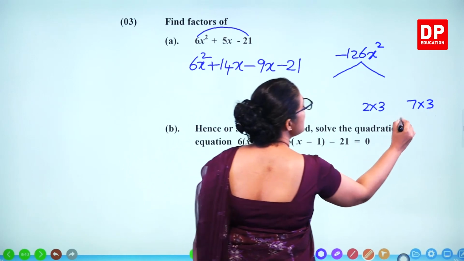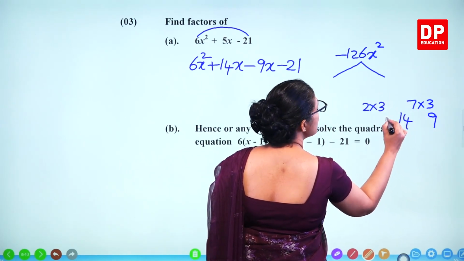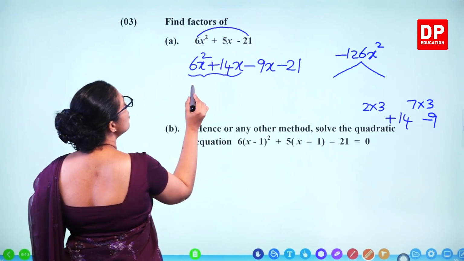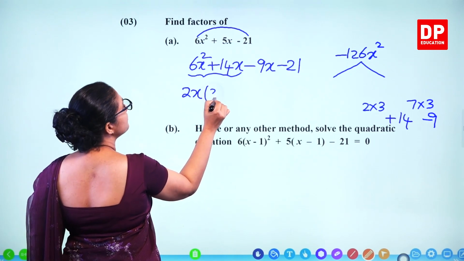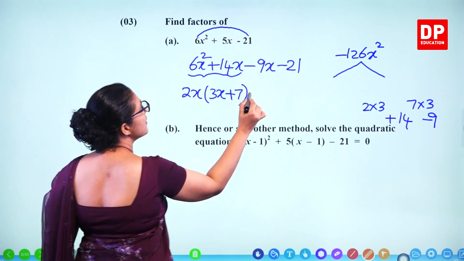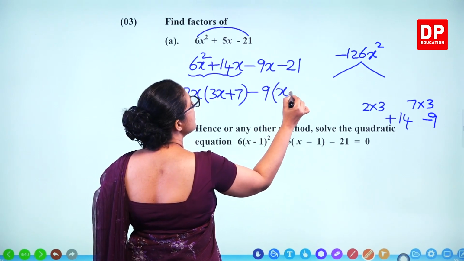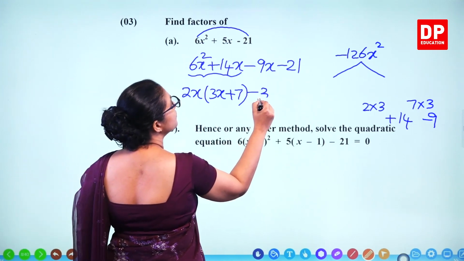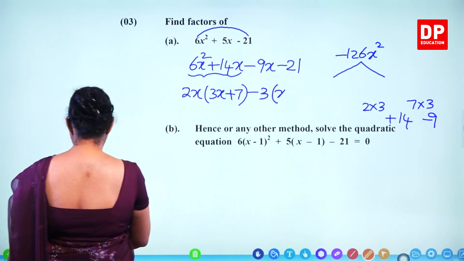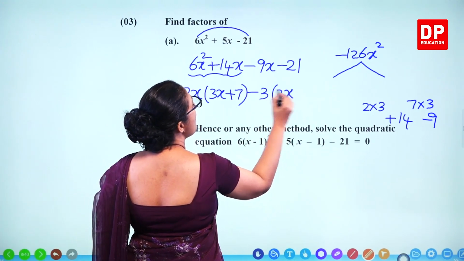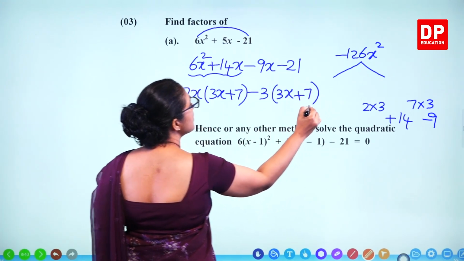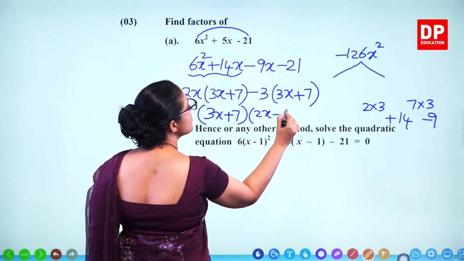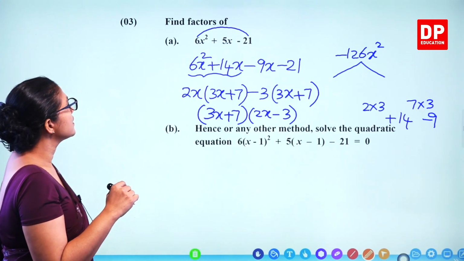Because we know 14 and 9, the middle term is plus, means this is plus and this is minus. Now take the first two. 2x is common. 3x plus 7 there. Minus 9 is common. Not 9. 3 is common. x, so 3 into x, 3x, minus we took, that's plus 7. So 3x plus 7 is common and 2x minus 3 you are getting. So those are the factors.